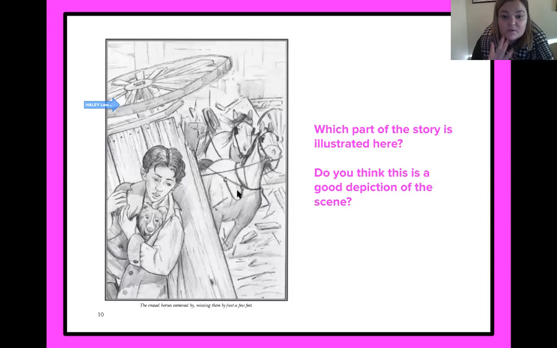Okay, so this story ends today with this picture. My question for you is, what part of the story is illustrated here? Do you think this is a good depiction or a good drawing of the scene? So pause it here, and figure out what is happening in this picture.